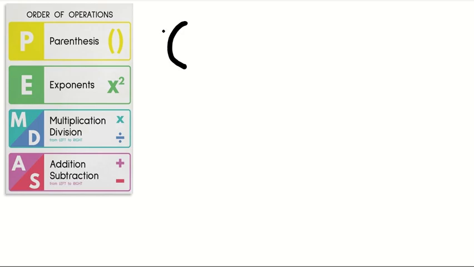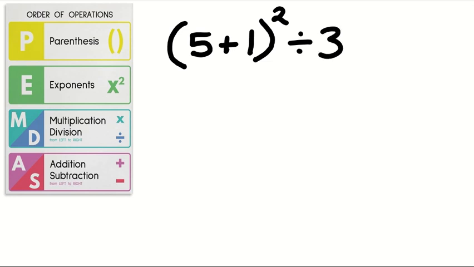What if we have the quantity 5 increased by 1, and then we raise the whole thing to the second power, and then we divide by 3. Now, we have exponents and we got parentheses. So let's start with the parentheses. Let's evaluate the inside. We know that 5 plus 1 is 6. The parentheses disappear, but the exponent goes with the 6. And then we have 6 squared divided by 3.